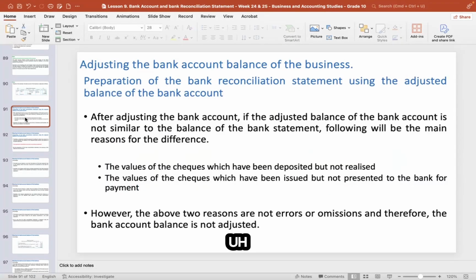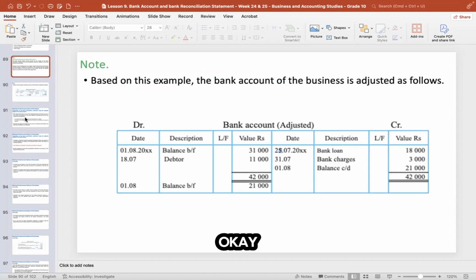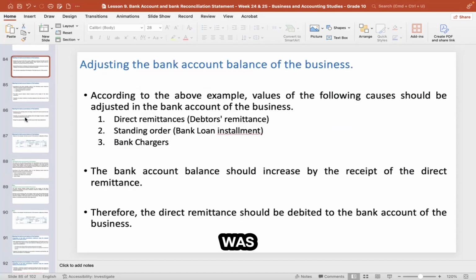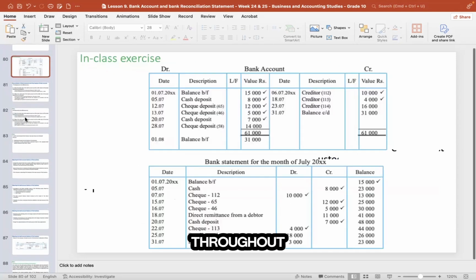So now we observed what happened throughout. We observed in the bank account there is a 31,000 month end balance, and in the bank statement the month end balance is 23,000. Now we want to reconcile this.